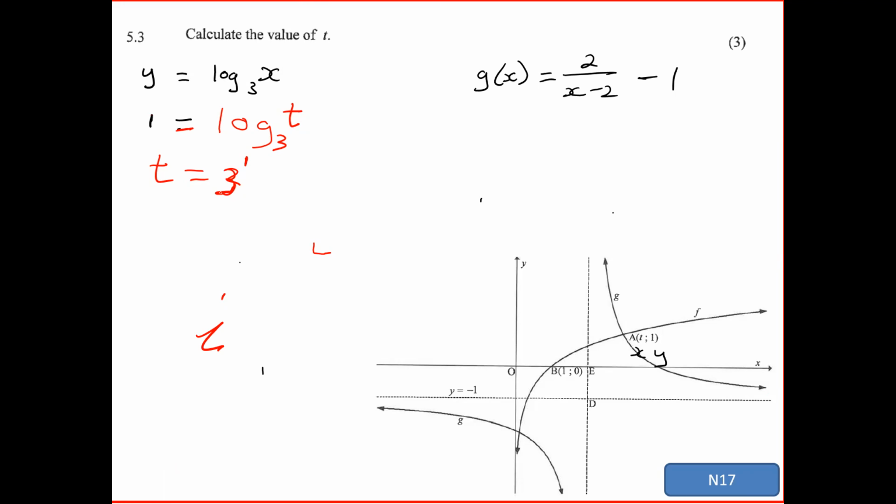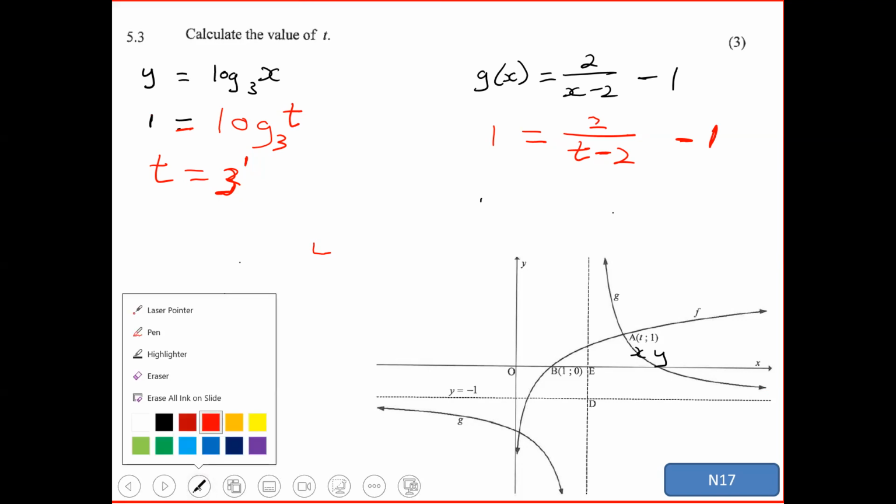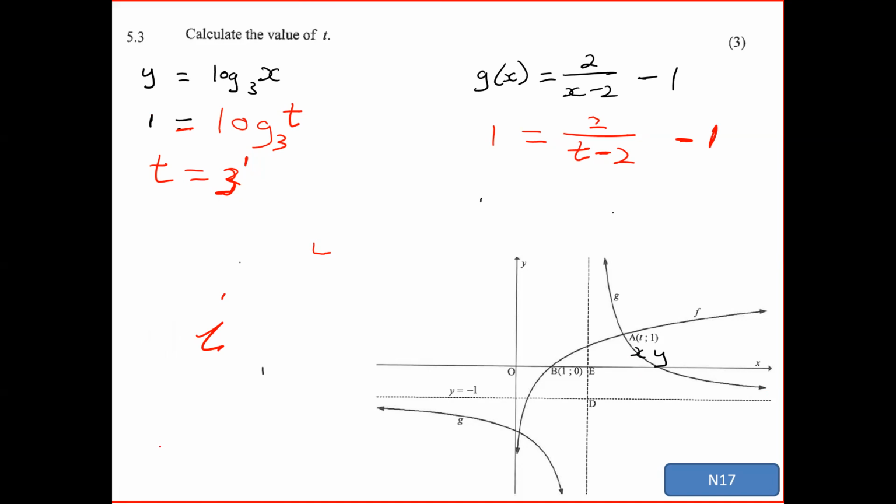Or we could use the other one. Where you had g of x, you would represent that by 1, which is equal to 2 over t minus 2 minus 1. So we can solve for t on this equation, which is much more difficult to solve. It's an LCD question, so you have two options there. Any questions? Remember now that we found t, we can replace that point and put its proper coordinate. So I'm going to get my eraser out now.